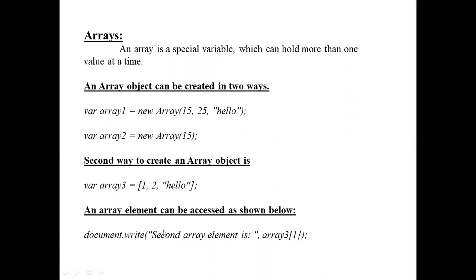Next, accessing the array element. Suppose you want to access the second array element in array3, that is array3[1]. Here array indexing starts from 0. So the 0th element is 1 and the index 1 element is 2. So this one is the second element. If you want to access the second element, array3[1].